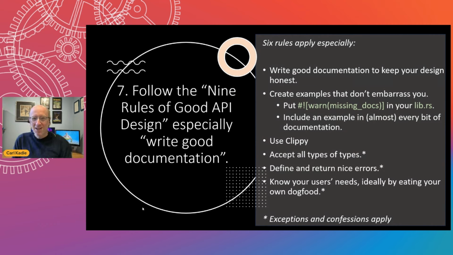Rule seven is kind of a meta rule, and that's follow a different set of nine rules, the nine rules of good application program interface design. That's another article. Six rules from that article especially apply, and the most important one is to write good documentation, and not just to help your users so they understand your data structure, but to keep your design honest.